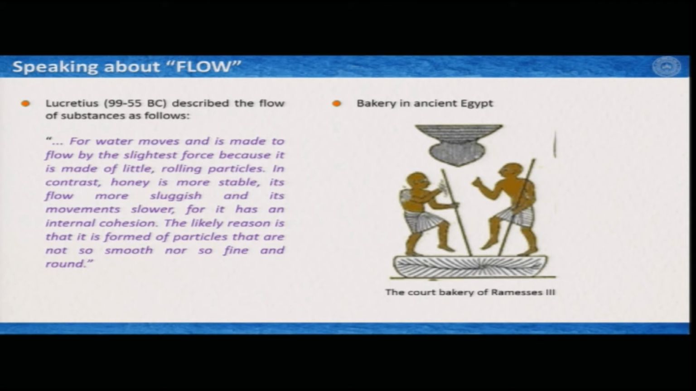And people also knew rheology in ancient Egypt. This is a picture that we see here, which people found in the tomb of Ramesses III, and there is a series of paintings. They are making bread. It's a bakery, and they call it the Court Bakery of Ramesses III.